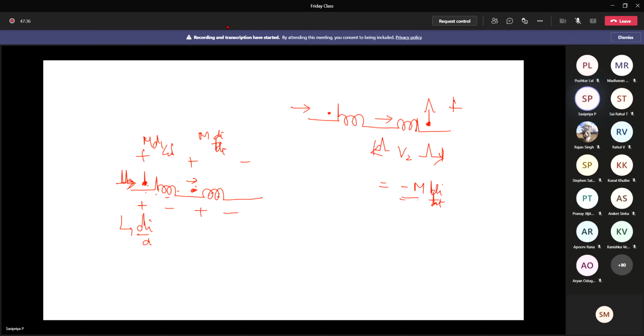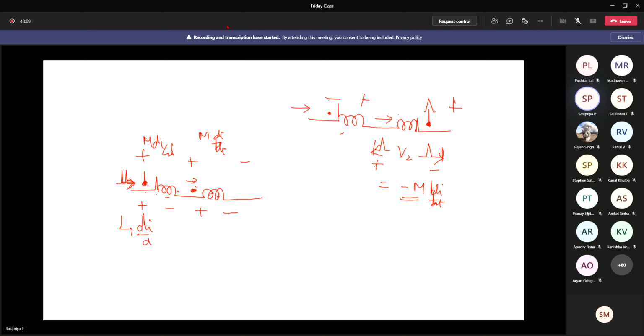Any doubt in minus M? Since my current is entering here, I have my voltage positive. But my V2 is measured like this, so this side it is minus M into di by dt. Here we have a positive mutual voltage, but my voltage measurement is like this, so I have minus M into di by dt. Now let's see how the mutual voltage will be here. Here I have a leaving current. In the second coil at the dot, we have a leaving current. So what will be the polarity? Negative polarity.